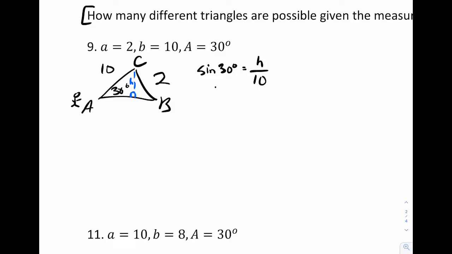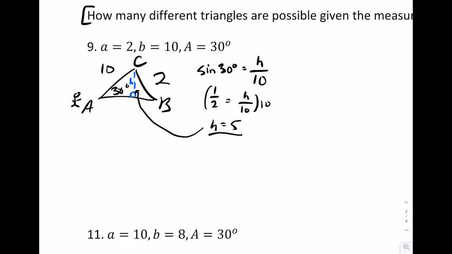We actually know what sine 30 is, that's 1/2. So 1/2 is equal to H over 10. Let's multiply by 10. So H is equal to 5. So that would mean this leg right there is 5.